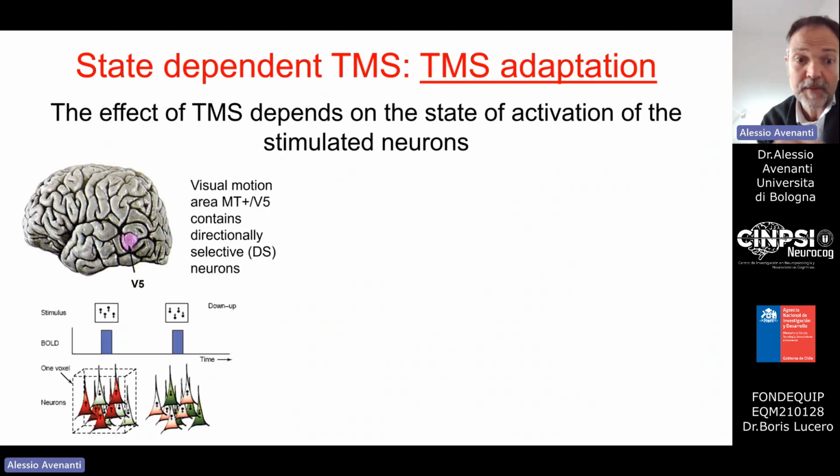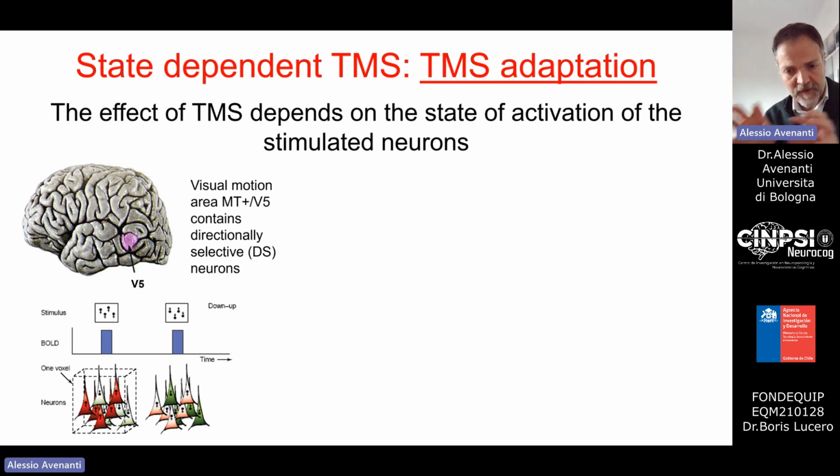I will provide you an example, quite a powerful example from the literature, talking about the so-called TMS adaptation approach, which is quite an interesting approach. So here you will see again the V5 area. As I told you, this region is important for motion discrimination. And here there are populations of neurons that are directionally selective, suggesting that there are some neurons, for example, decoding upwards stimuli, or other neurons decoding downward stimuli.